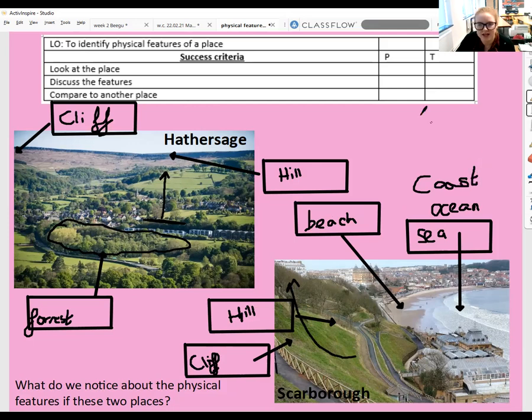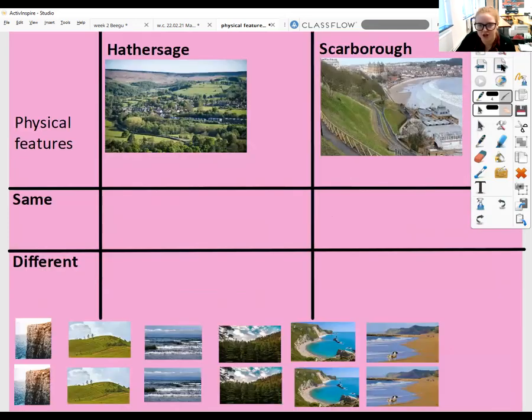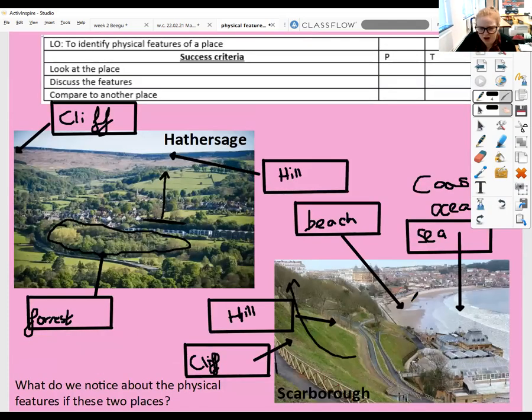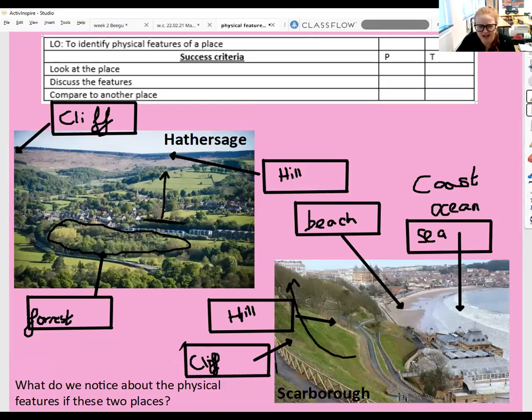So your activity for today is to write down the same and different features of Scarborough and Hathersage. We've now discussed all the features they have. What was the same and what was different? What did Scarborough and Hathersage have the same and what did they have different?